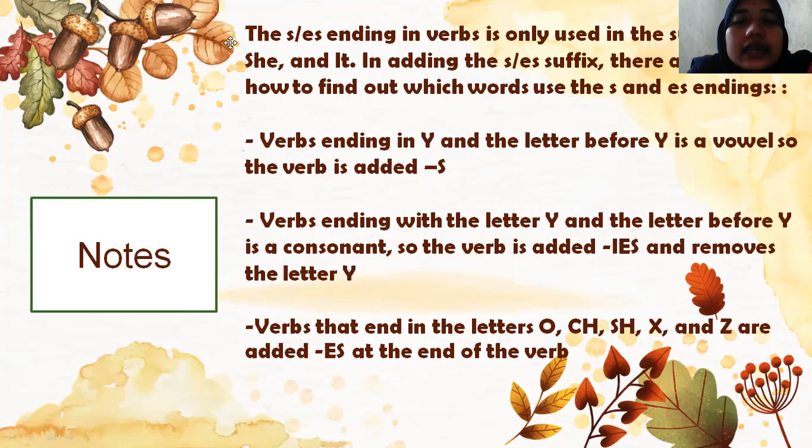In adding the s or es suffix, there are rules to find out which word uses the s or es ending. Number one, a verb ending in y, and the letter before y is a vowel, so the verb is added s. Number two is a verb ending with the letter y, and the letter before y is a consonant, so the verb is added ies and remove the letter y.